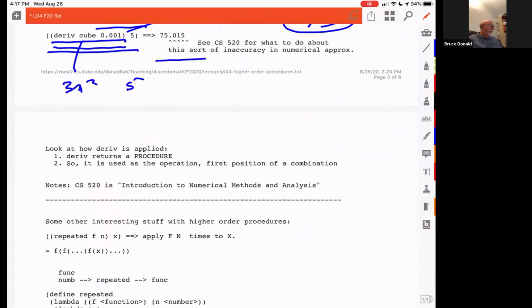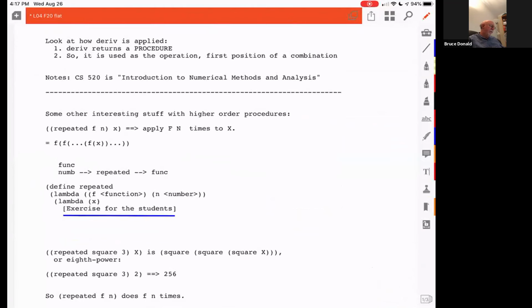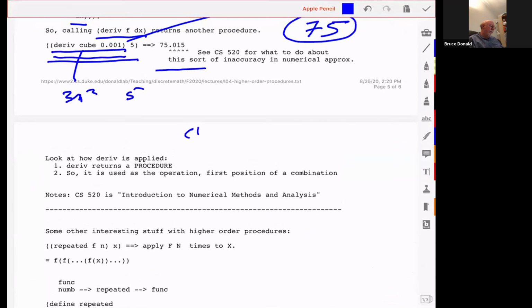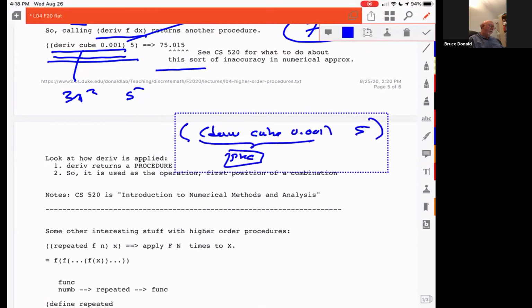Okay. So in summary, deriv returns a procedure. And so to use it, you just put it in the first position of a combination. So just to recap that, deriv the cube function and 0.001, this returns a thing of type procedure. So to use it and apply it to 5, we just put it inside parentheses like this, and we follow the rule, the procedure will get applied to the arguments here.